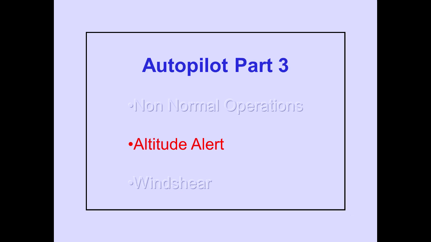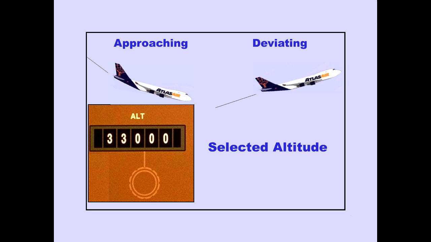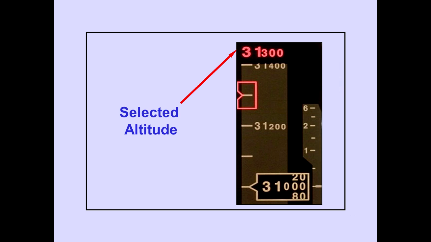Now let's discuss the altitude alert system. The altitude alert system references the altitude set in the mode control panel altitude window and provides alerting when approaching or deviating from a selected altitude. The selected altitude appears as a magenta display on the PFDs.